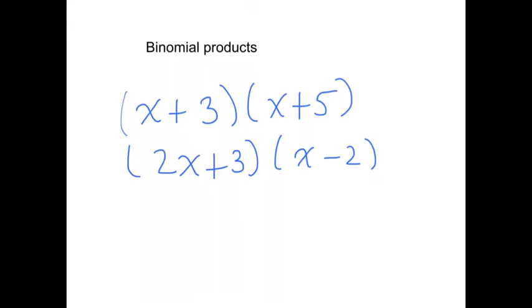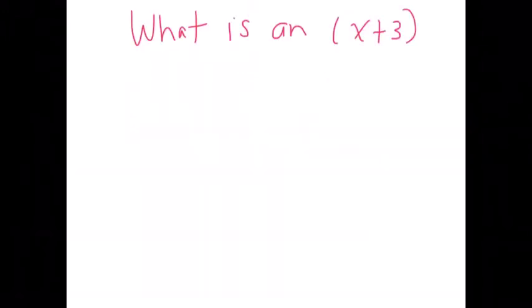Hi, in this short video we're going to talk about binomial products, multiplying things like x plus 3 times x plus 5, and even higher level 2x plus 3 times x minus 2. How do we work with the terms, how do we work with the signs, and how do we get our final product? Well, let's just get started.